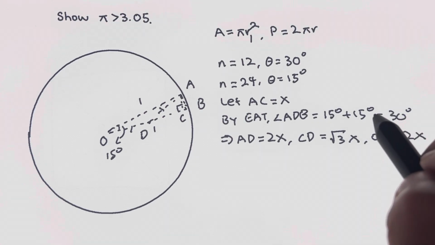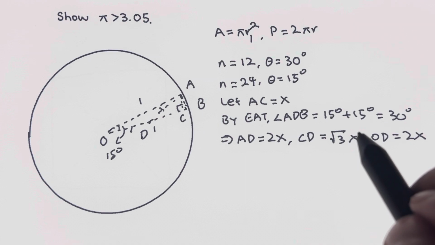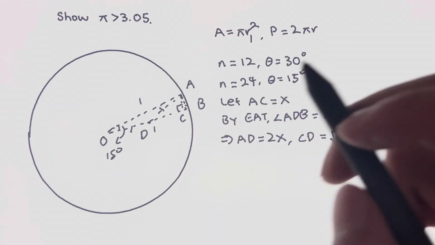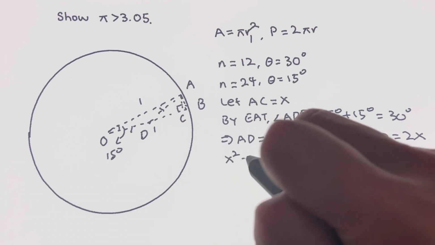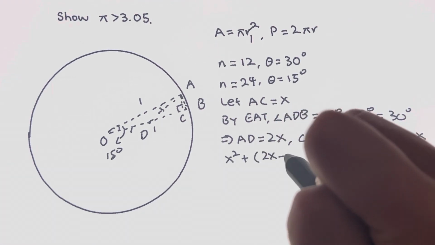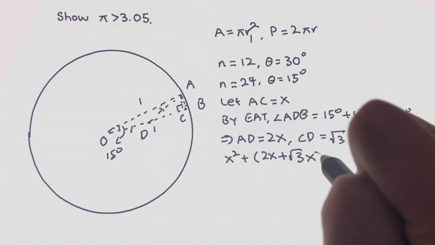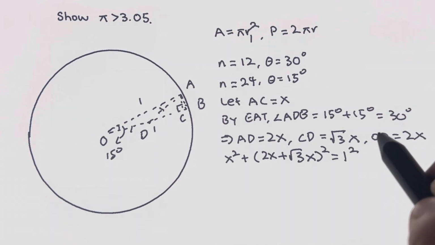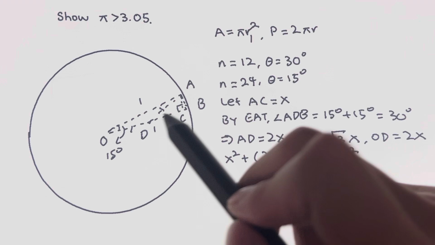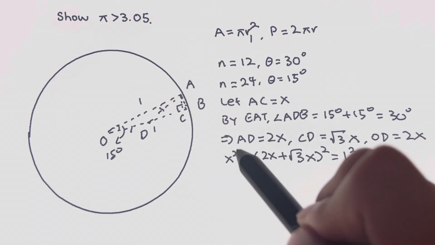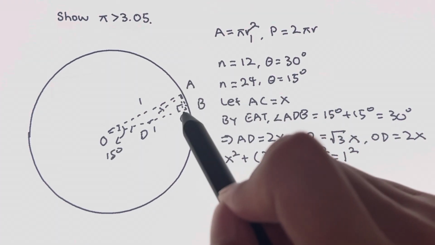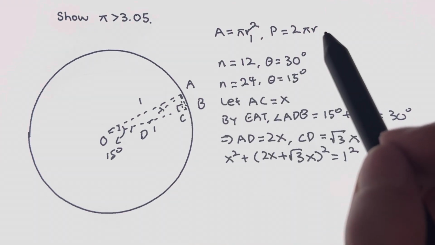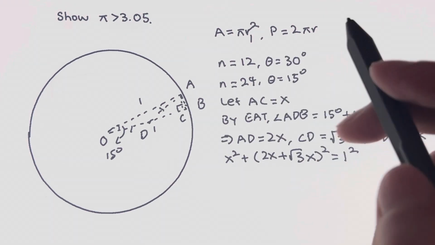And then we can apply the Pythagorean theorem on triangle AOC. So we will have x squared plus (2x plus square root 3 x) squared equals 1 squared. 2x plus square root 3 x is just going to be the length of OC, and x is AC. So AC squared plus OC squared is OA squared. Now, with this in mind, we're going to simplify this.